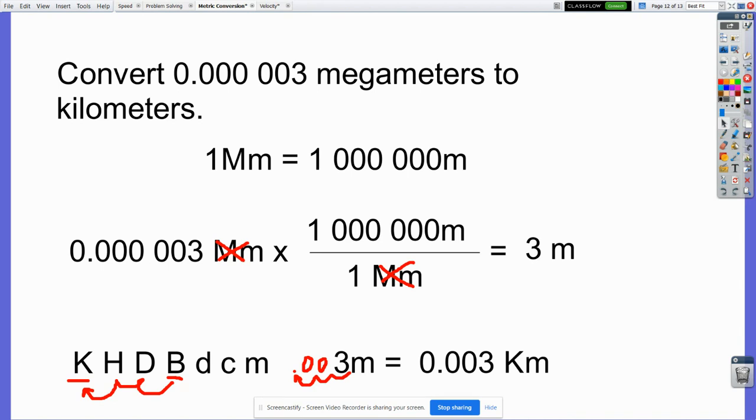Again, a multi-step problem because I'm combining these units that we don't have in our kilo, hecto, deca, base, deci, centi, milli sequence with something that is.